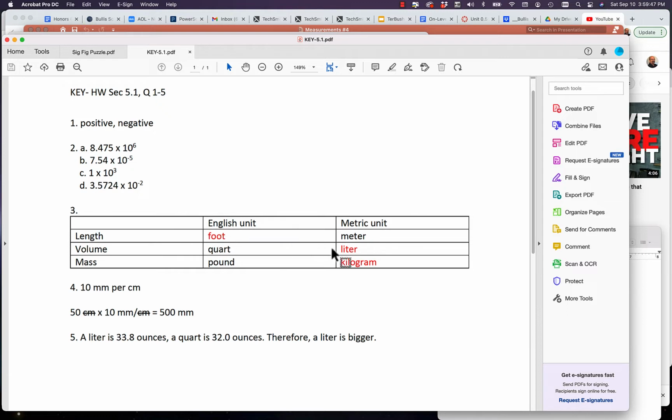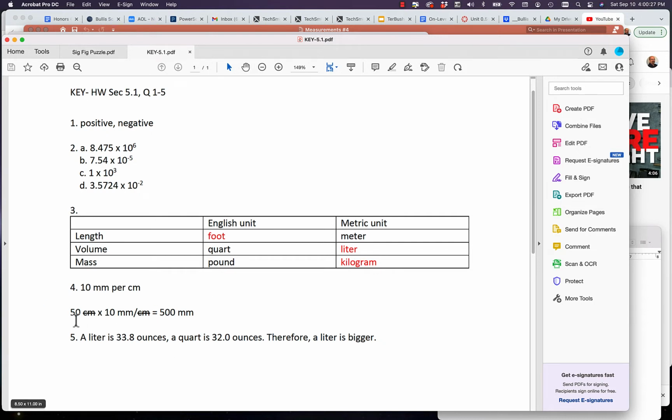Question number 3, length, the English version of a meter. The usual unit is a foot. If you put a yard, that's fine. That's about the same as a meter. It's a little less. In terms of volume, the English unit of quart, about the same volume in the metric units is a liter. And mass of a pound, well, if you go to the metric unit, I would be happy with either kilogram or grams. Kilogram is closer. A kilogram is 2.2 pounds. Grams are 1,000ths of that, so whatever that would be, 0.022 pounds each or something. But both of those are very common metric units.